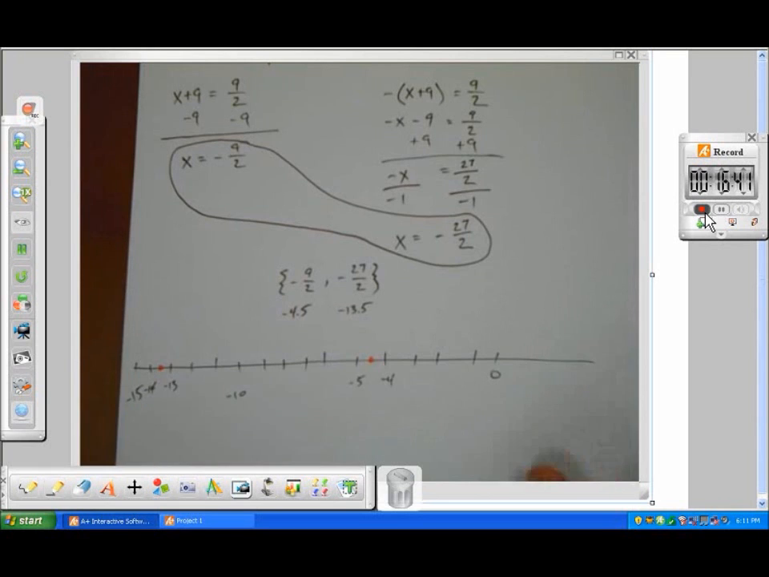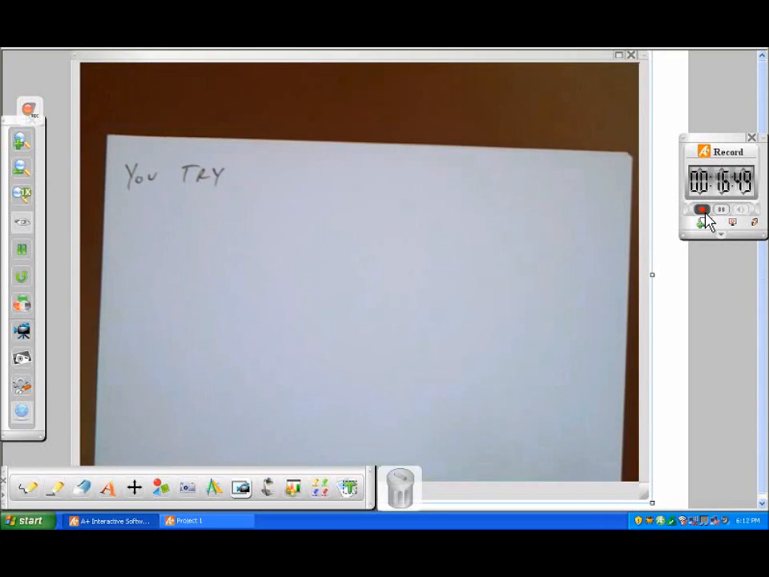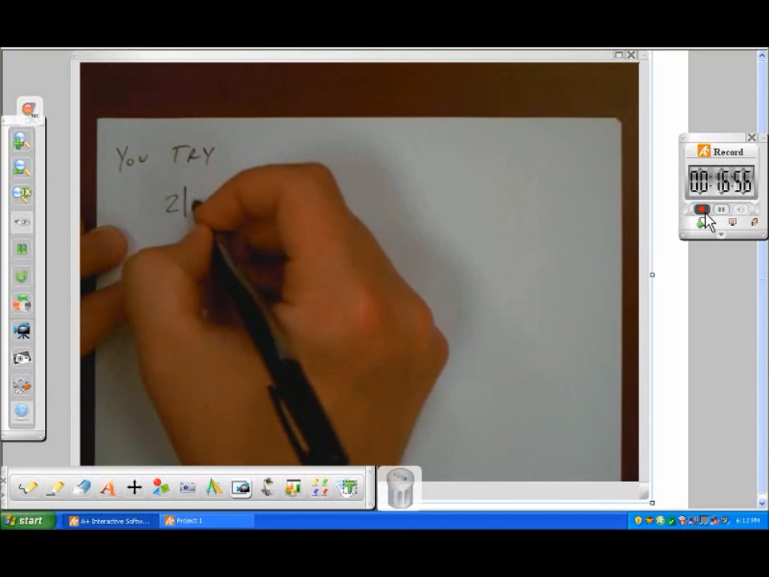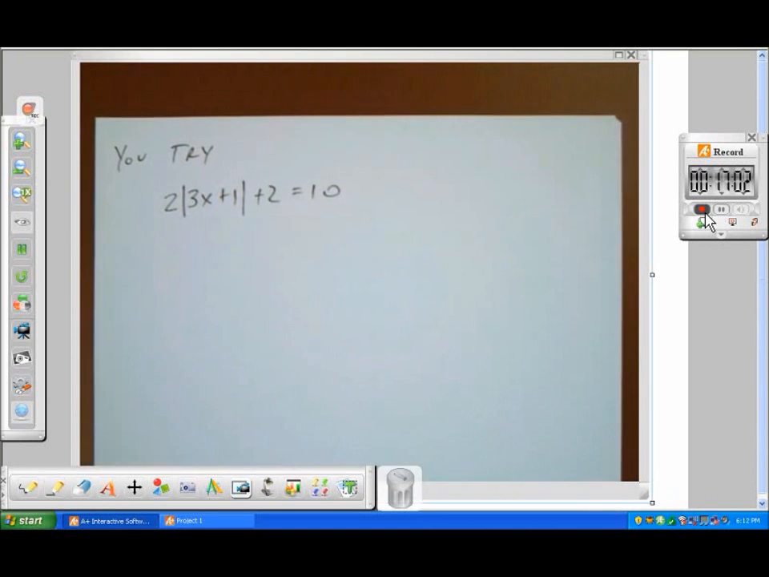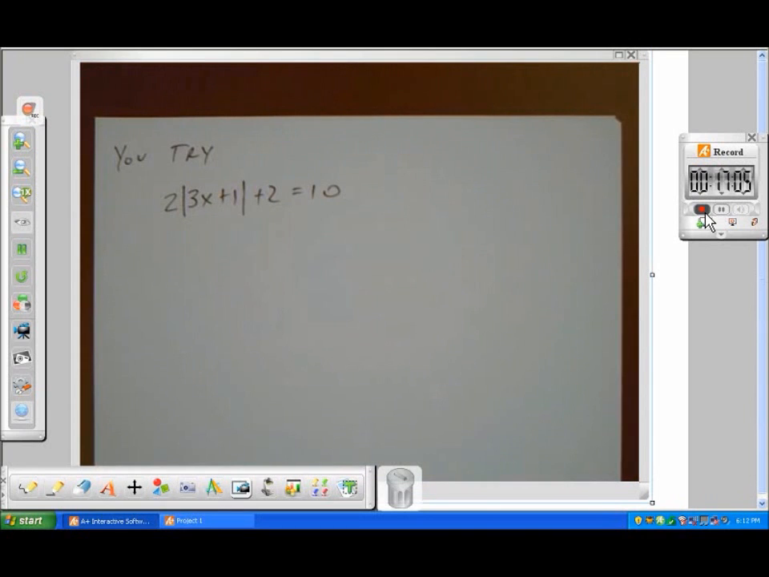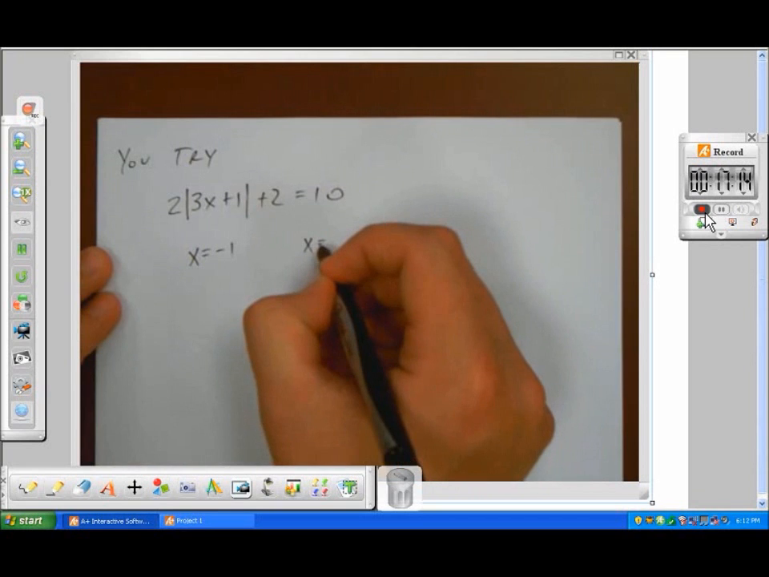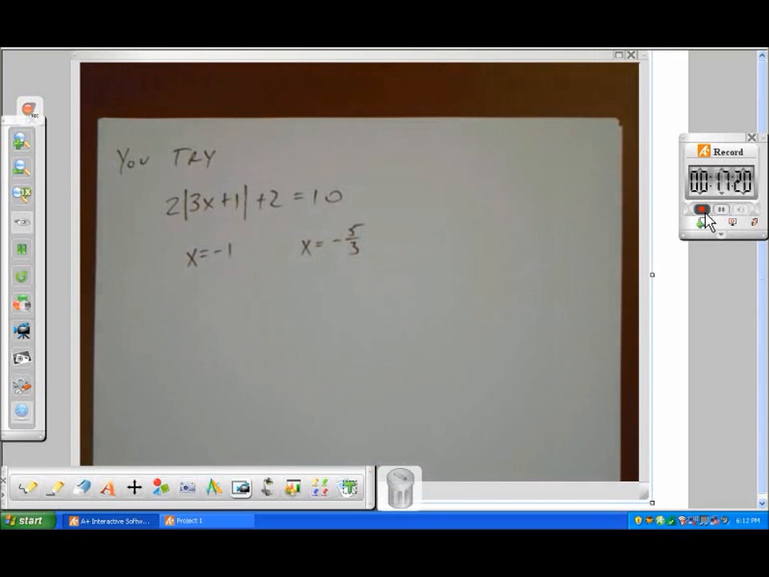All right, time for a U-try. Here's our second and last U-try for the notes, and it is 2 absolute value 3x plus 1 plus 2 equals 10. Pause the video and give this one a try. I'll give you the answers in just a second. The correct answers that we would get would be x equals negative 1 and x equals negative 5 over 3. We'll take a look next class period how to do that. Hopefully you got it right, and if you did, congratulations.